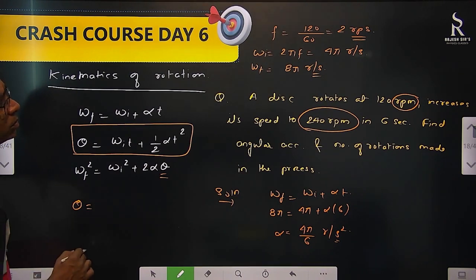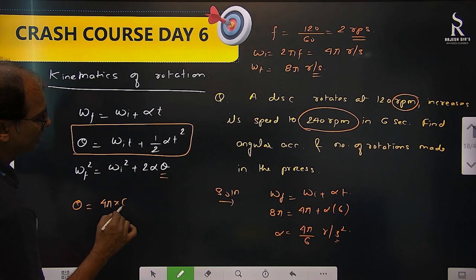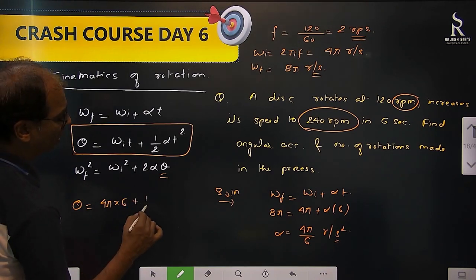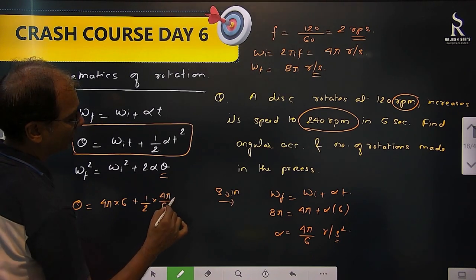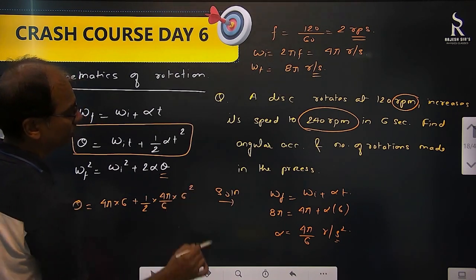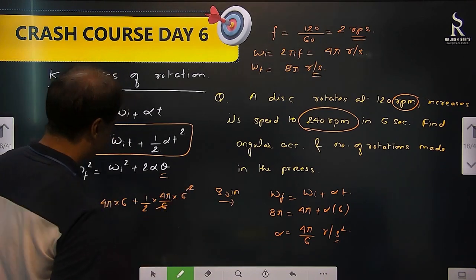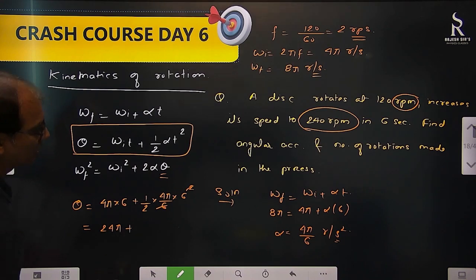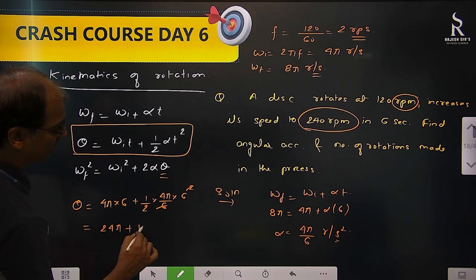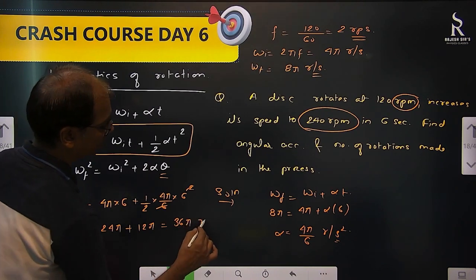So suppose I am using second. So omega initial is what? 4 pi. Time is 6 seconds. Plus half. Alpha 4 pi by 6. Time 6. Okay, so this 6 and this 6 cancelled. Here it is 24 pi. Plus here it is how much? 12 pi. The total is 36 pi radian.